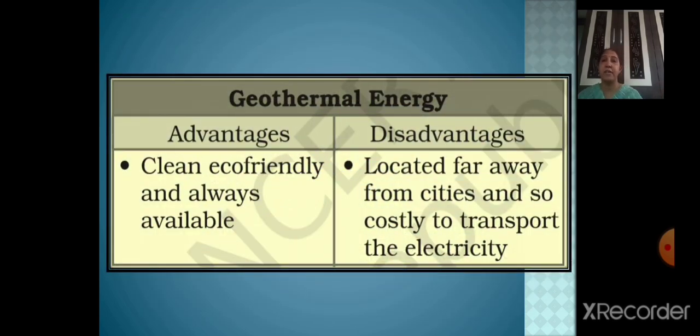Now let's understand the advantages and disadvantages of geothermal energy. In advantages, we can say it's clean, eco-friendly and always available. As it is natural, it is always available. Whereas in disadvantages, we can say it is located far away from cities and so it is costly to transport the electricity.